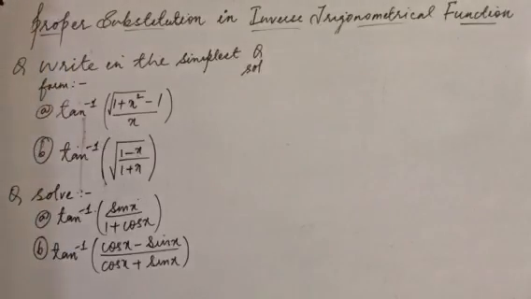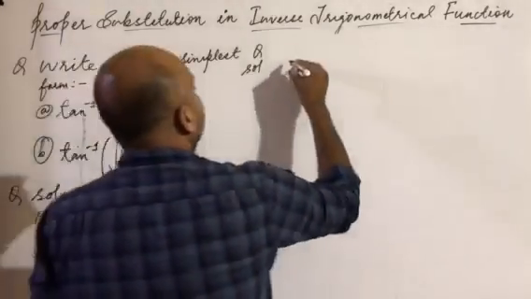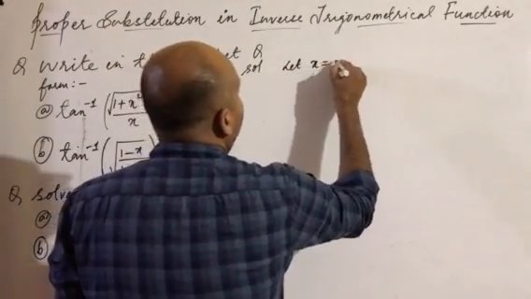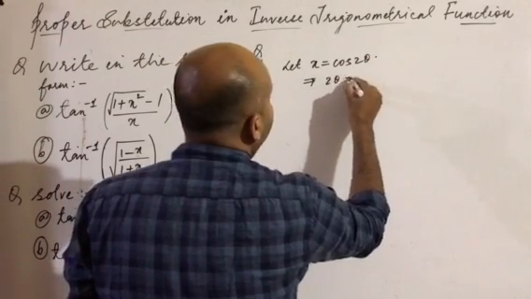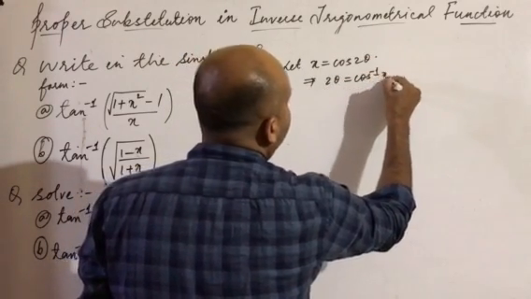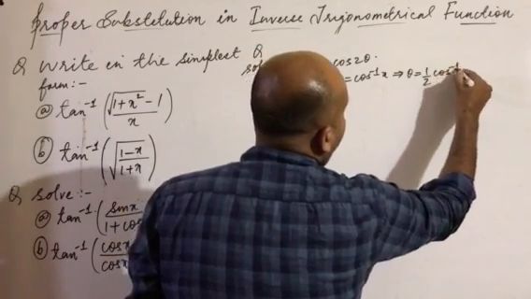For the next sum, tan inverse of root under 1 minus x by root under 1 plus x. In this question, it's very simple. Right now, I have given you the trick that whenever the question is like that, you are going to substitute x is equal to cos 2 theta, or you can also put x equal to cos theta. So let x be equal to cos 2 theta. This implies that 2 theta is equal to cos inverse of x, and theta is equal to 1 by 2 times cos inverse of x.